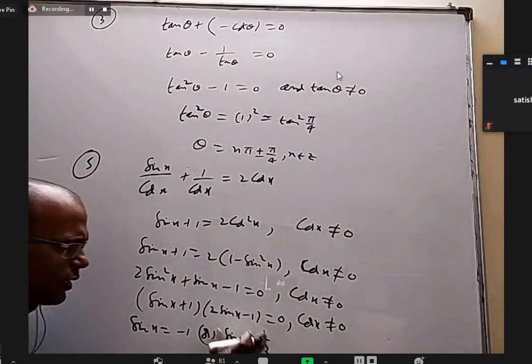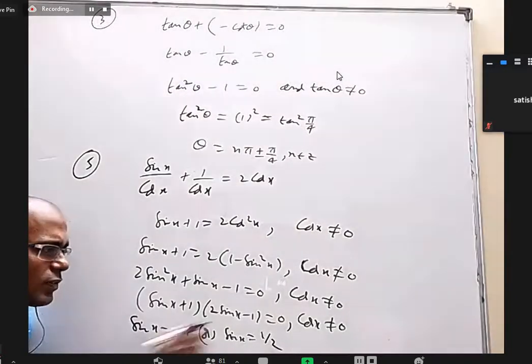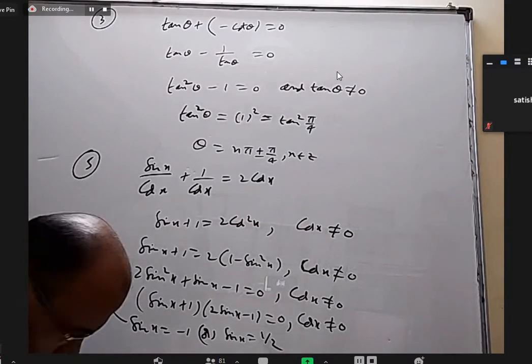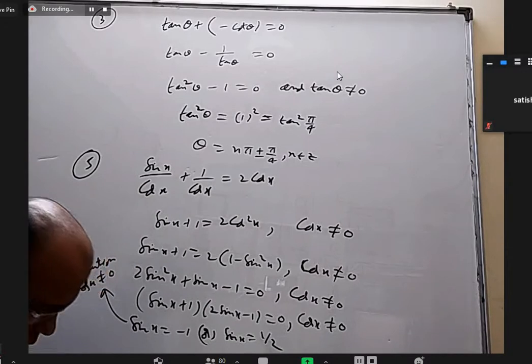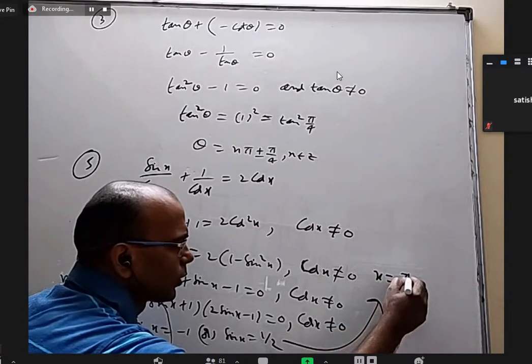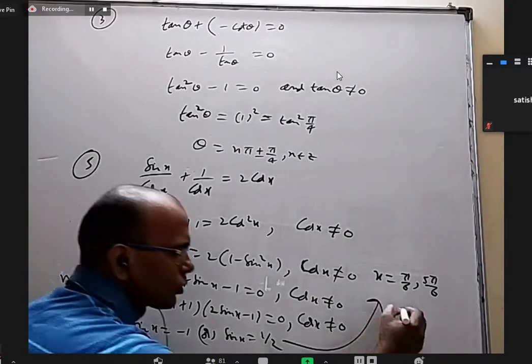Maybe same question in the mains we did yesterday. Not sure, but we cannot take this because when sin x is minus 1, cos x will be 0. So we should not accept this. So here, no solution, as cos x should not be 0. Here they wanted between 0 to 2 pi, only two solutions. So first quadrant and second quadrant. So from this we'll get x is equal to pi by 6 and 5 pi by 6. That's it. Two solutions.